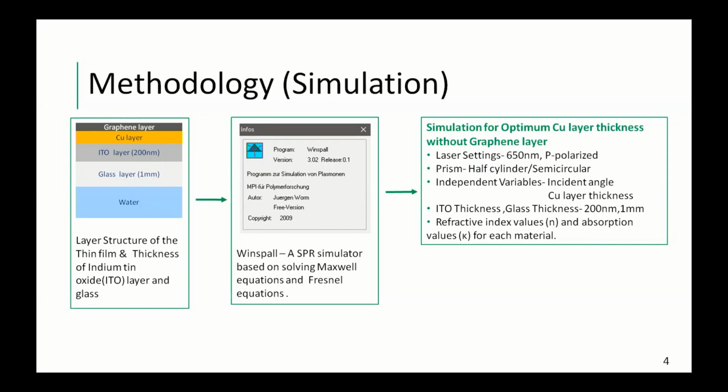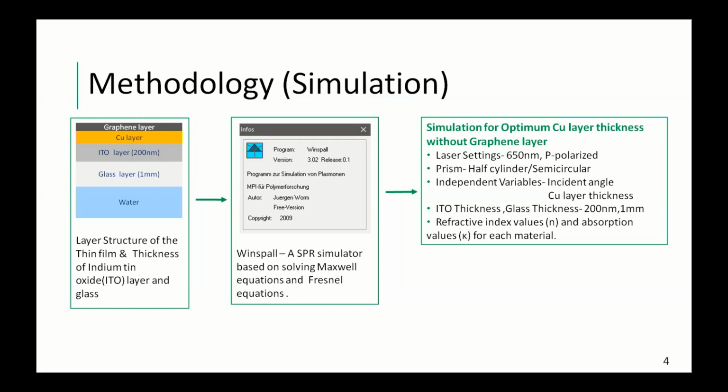The laser was determined as 650 nanometer depolarized light. The prism shape was defined as semicircular. 2 independent variables were defined, which were incident angle and the copper layer thickness. ITO and glass thickness were specified, and finally the refractive index values and the absorption values of each layer were specified relative to the laser wavelength. From the simulation, the optimum copper layer thickness was obtained.